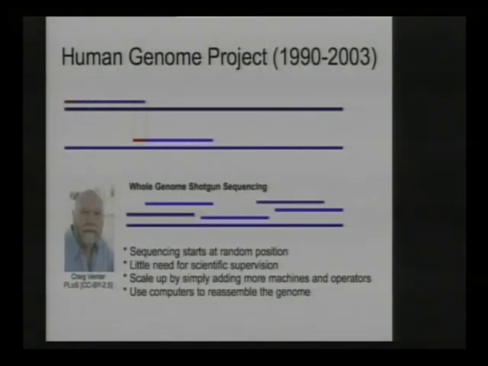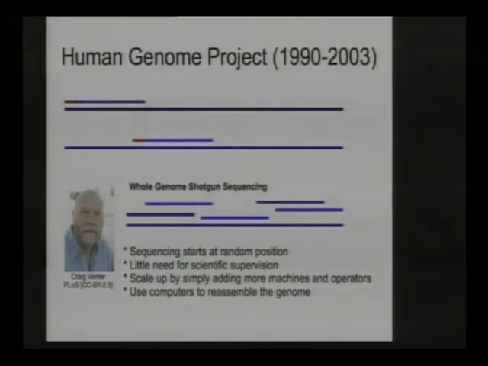And then in came this guy, Craig Venter, who took a little more of a business approach to this. Quite literally, he tried to beat the Human Genome Project with the sequencing and then patent all the genes, which luckily didn't work out. Otherwise, it would all be a patent violation.